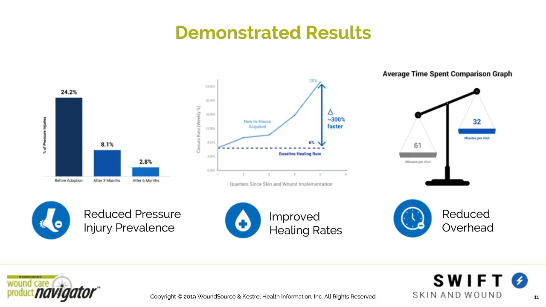So leading us into our demonstrated results, we've had multiple studies related to demonstrating the results of using Swift Skin and Wound. In one study that was just recently published, it's actually reducing the pressure injury prevalence over a 6-month period. The location started at 24%, and within 6 months, in combination with using Swift Skin and Wound and an amazing IDT team, they were able to lower it to less than 3%.